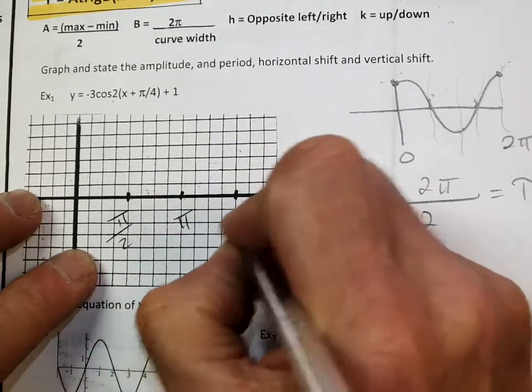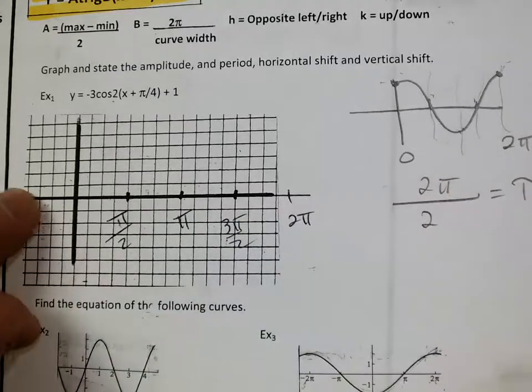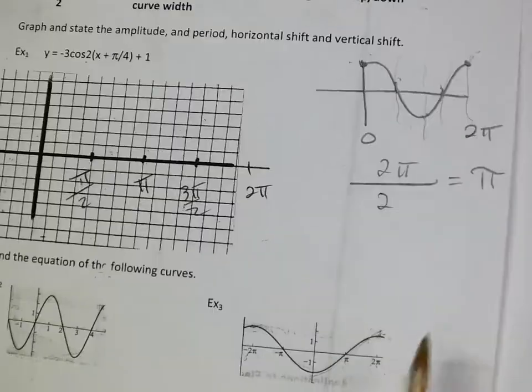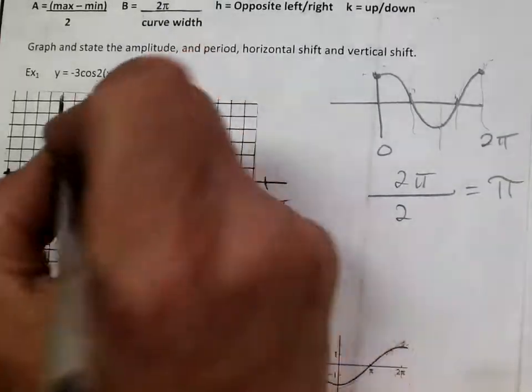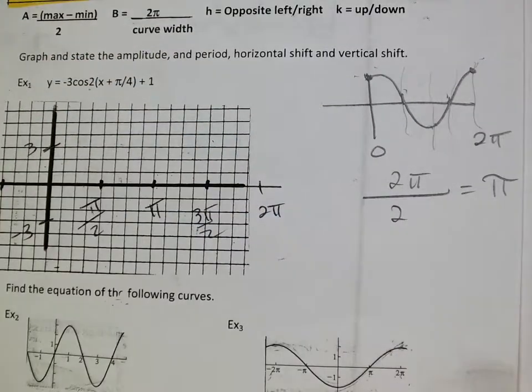Let's go 3 pi halves and 2 pi. Okay, how am I doing? Okay, so I'm going to go by pi halves, not thirds, because my period is just going to be pi. And I know I've got to have an amplitude of 3, so I've got to go up to 3, and of course to negative 3. Okay, now I'm ready to start putting the graph down.